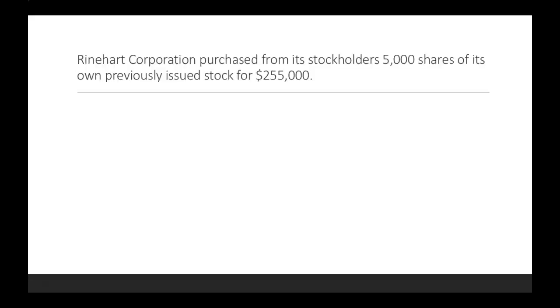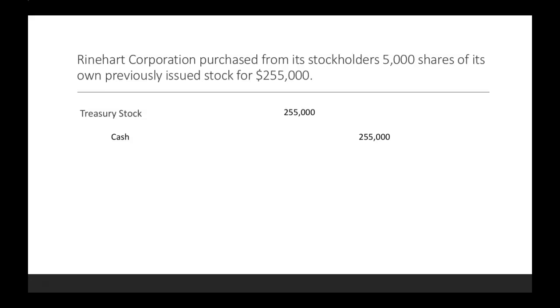So first, Reinhardt Corporation purchased from its stockholders 5,000 shares of its own previously issued stock for $255,000. Well, whenever a company buys back their own stock, we call that treasury stock. So we'll debit our treasury stock here. And how did we buy this stock? Well, we used cash. So we will credit our cash for the $255,000. So that's the purchase of treasury stock.